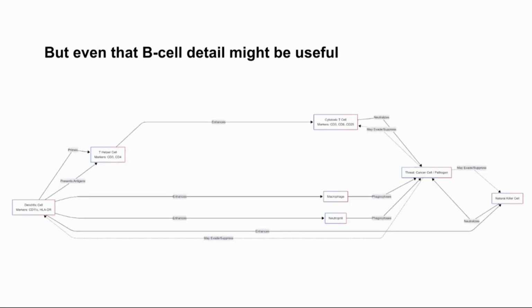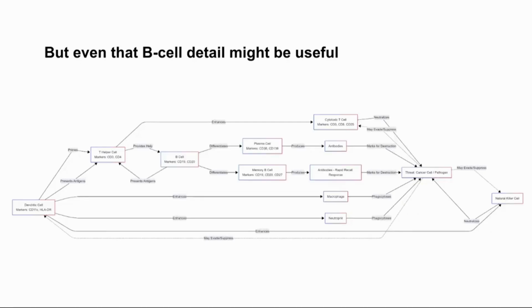Here's an example. Let's take B-cell details. So this is an immunotherapy, and on the left-hand side, you can see dendritic cells. They're presenting antigens to T helper cells. And then as you march across the screen, you can see cytotoxic T cells, and then attacking this threat, the cancer cell pathogen. So a careful reader might have noticed, well, how are those cancer cell pathogens marked for destruction? How did cytotoxic T cells even know what to attack?